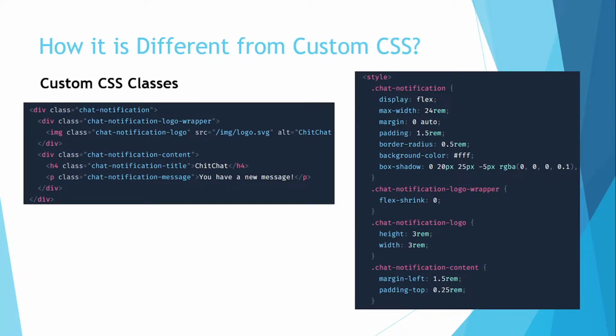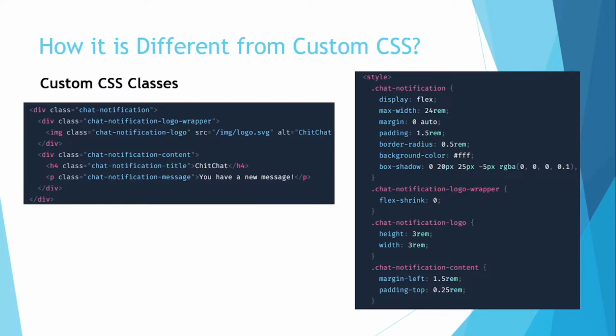So how is it different from custom CSS? Normally with custom CSS, we create classes with our own names. For example, in this example, chat notification is a class and we are styling it here in the internal CSS. Here we are giving our own styling. You see that? By this, our code becomes longer, and when the code becomes longer, we increase the file size. That becomes a problem when we are shipping it to production. So this is a very big problem when we are working on larger projects.